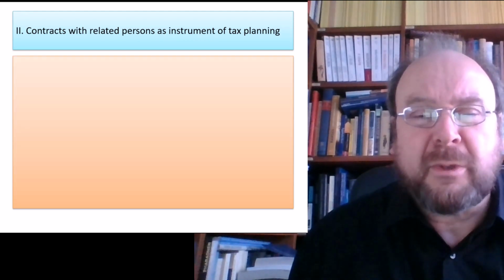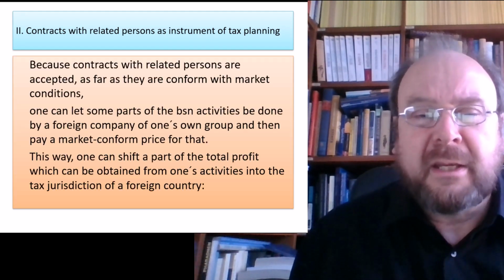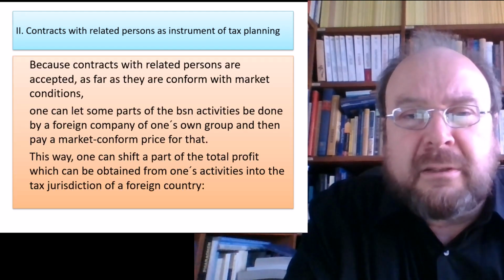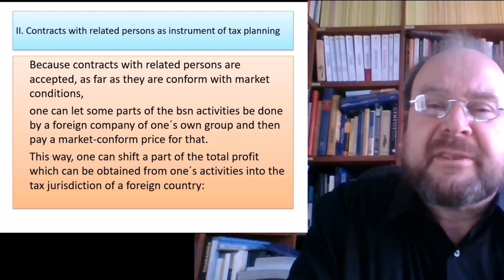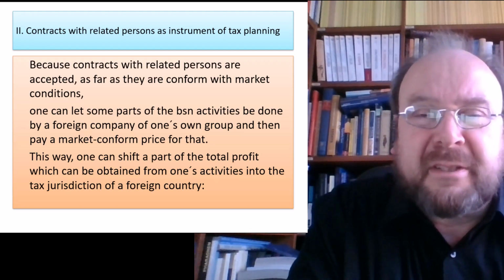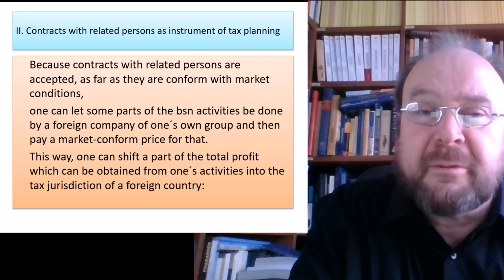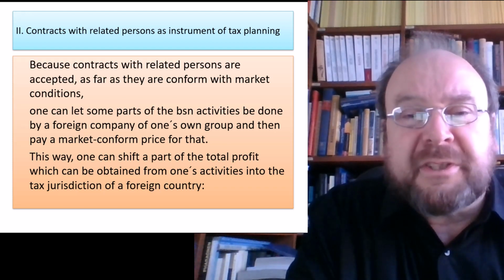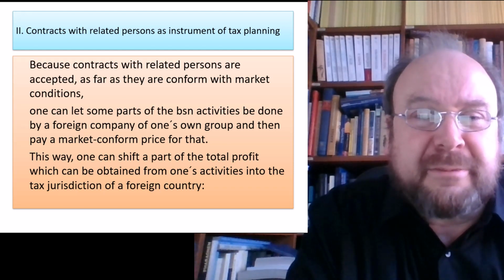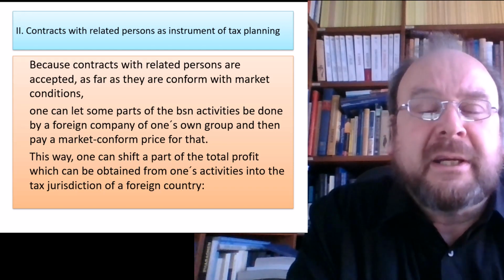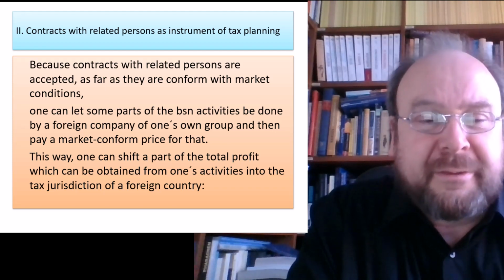So what do you need to remember? You know that contracts with related persons are respected by tax law, at least when you have to do with a corporation instead of a partnership. Then corporations can always conclude contracts with related persons as long as they conform with market conditions.